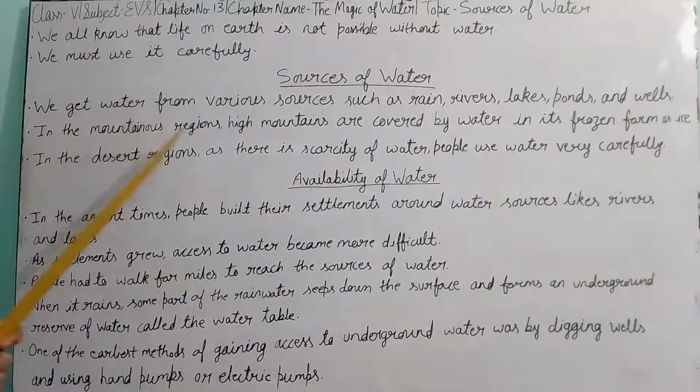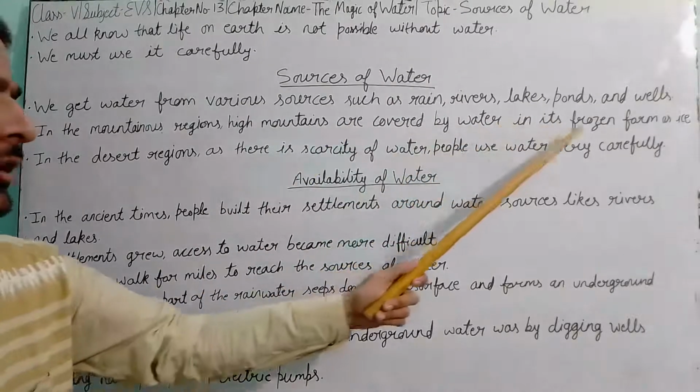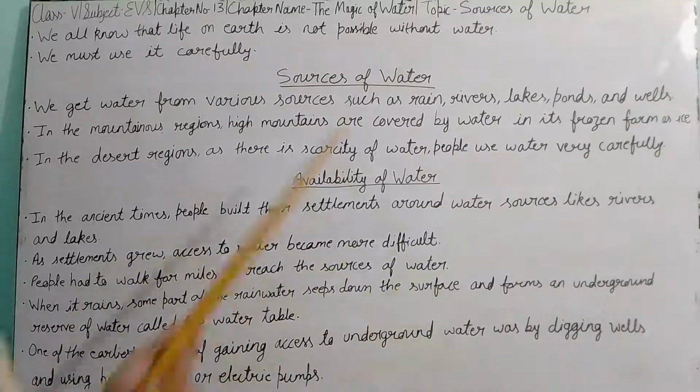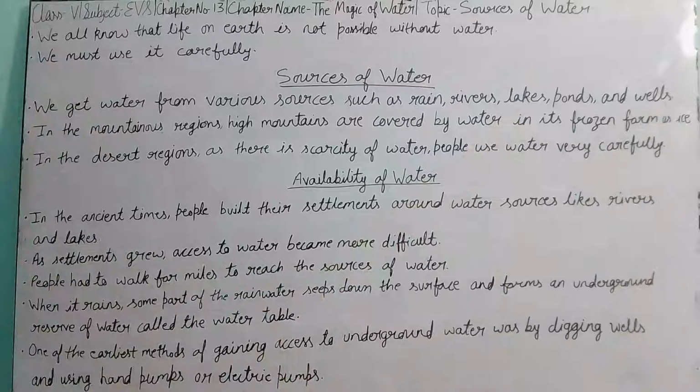In the mountainous ranges, high mountains are covered by water in its frozen form as ice. That whole place is totally snow covered. So here the water is in its frozen form, and the people who want to get the water have to melt it. They heat it, melt it and then they can drink it.